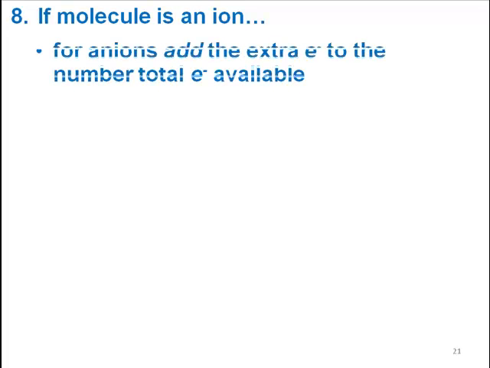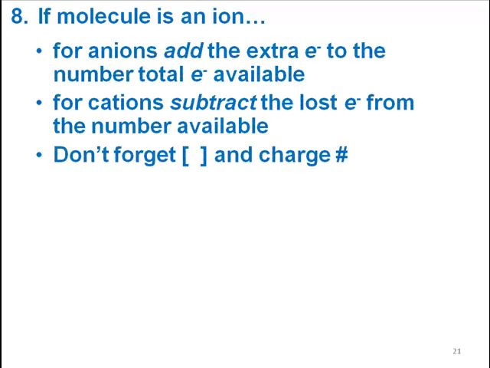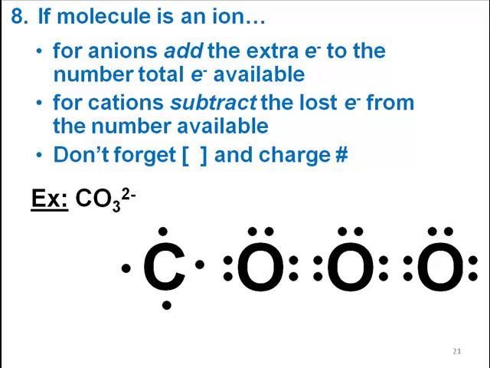Now, if the molecule is an ion, for anions, add the extra electrons to the total number available. For cations, subtract the lost electrons from the number available. Don't forget the brackets and the charge. So, carbonate, CO3 2 minus. If it's got a 2 minus charge, you're going to add electrons or subtract electrons from the total? Add electrons, because electrons have what? Negative charge. So carbon's got 4, oxygen's got 6, 6, 6. 18 plus 4 is what? 22. Plus 2 is 24. So we need 24 valence electrons.